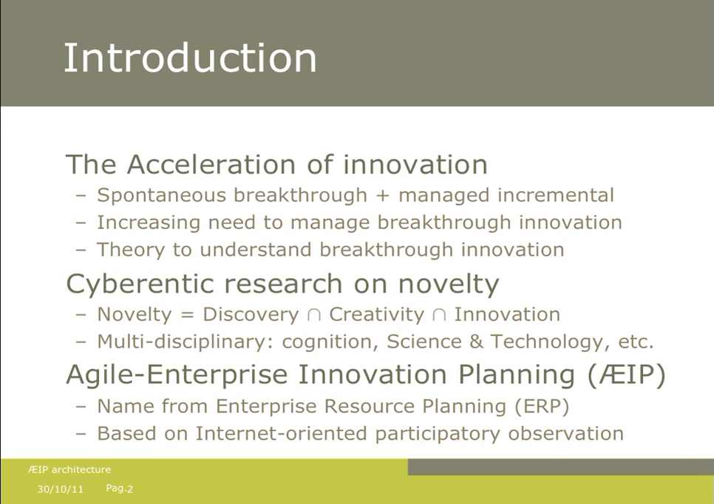So what's it about? First of all, we know that there's an acceleration of innovation. There's another video about global brain and meta system transition that's related more to that. So basically, what we see in the acceleration of innovation are spontaneous breakthrough innovations. And once they happen, you can manage the incremental innovations, but we've never been capable of managing the breakthrough innovations. So while there's an increasing need to manage breakthrough innovation because of the acceleration, you cannot just keep being dependent on chance.